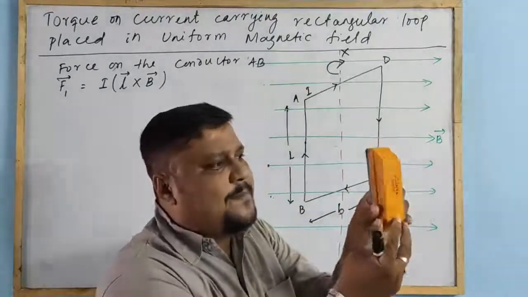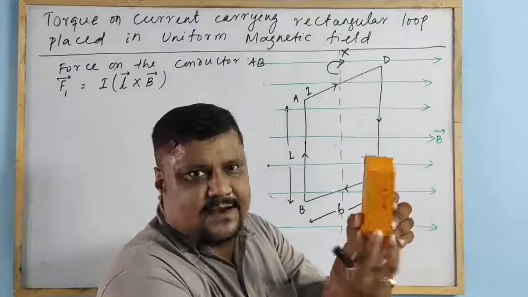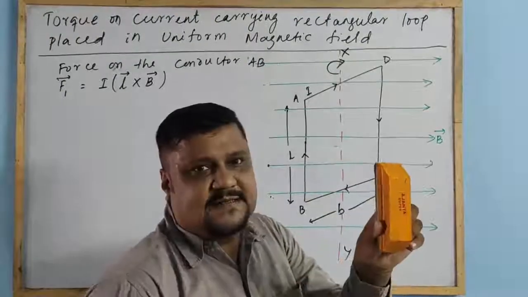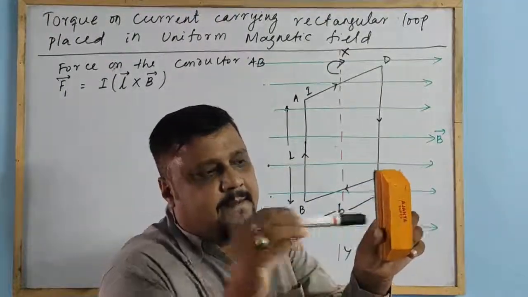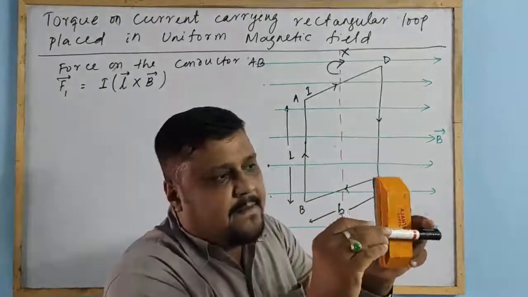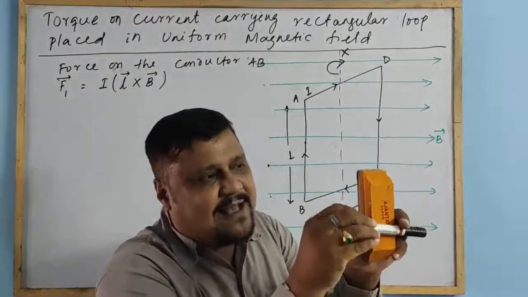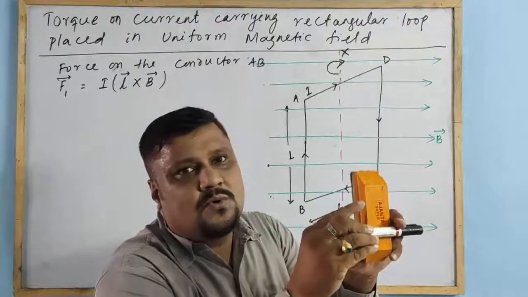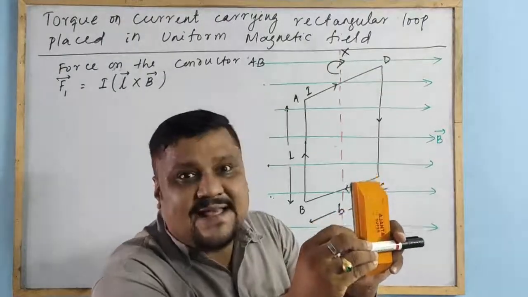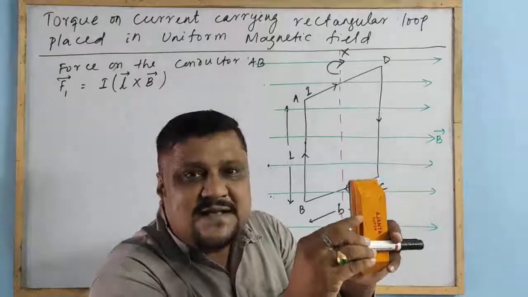Clear? Now the loop is placed like this. Let us think that the loop is placed like this, and this is the magnetic field. Then this is the length and this is the magnetic field. What is the angle between these two? The angle between these two is 90.